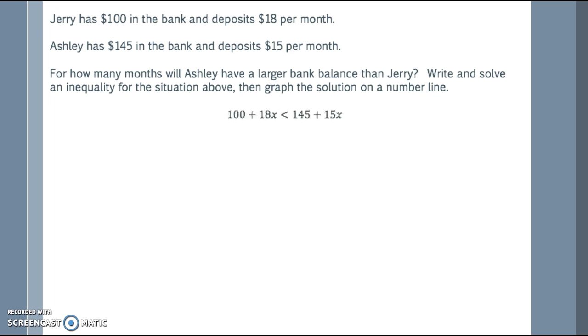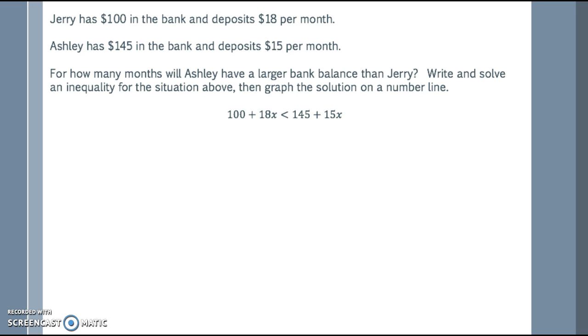On the left-hand side, I'm going to have what Jerry has in his account, $100 plus $18 per month. So I'm going to let x represent the amount of months. We want Ashley to have the bigger balance. So Jerry's value is less than Ashley's value, or Ashley is greater than Jerry's value.